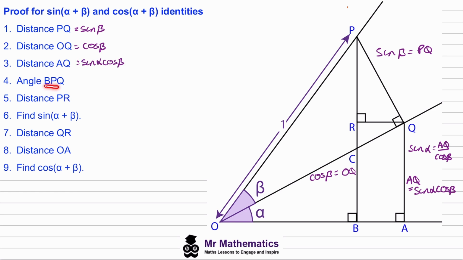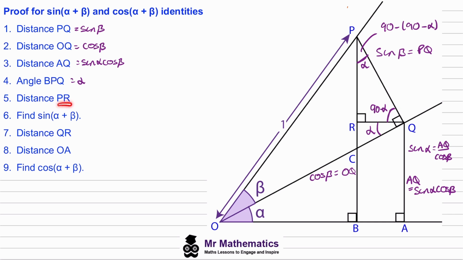Now angle BPQ is this angle. To work out this one, we can identify that we've got alternate angles with alpha here and here. So these will be the same. So this will also be alpha, which means this angle will be 90 minus alpha because it's perpendicular. That will give us this angle because we have angles in a right angle triangle. So this will be 90 minus alpha. So this angle will also be alpha.